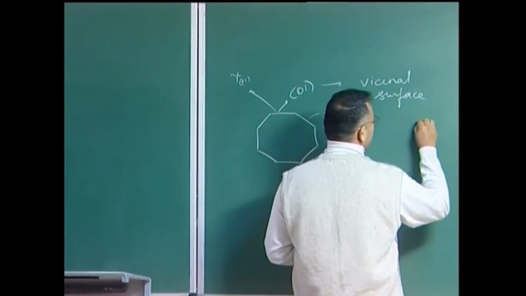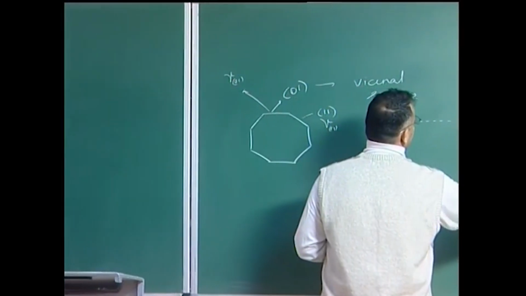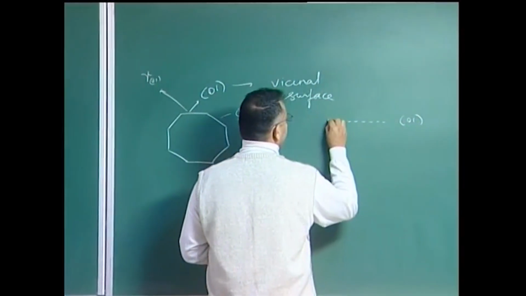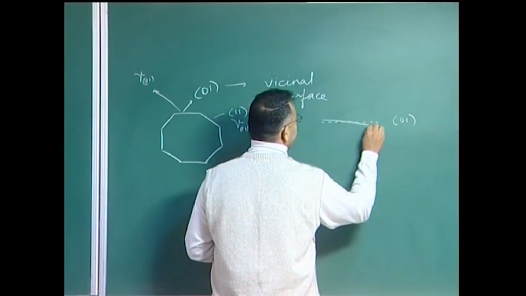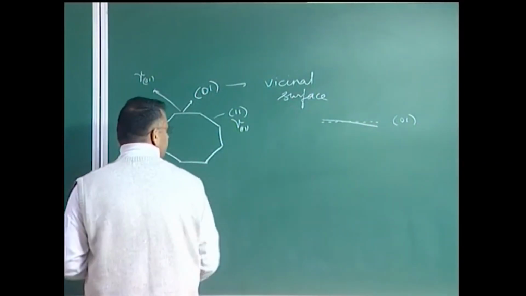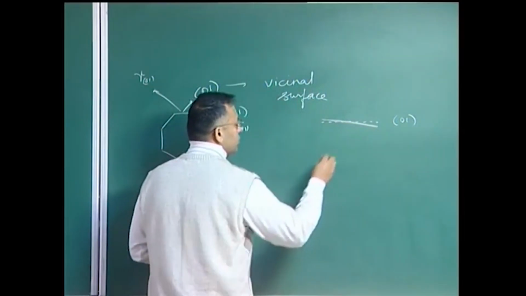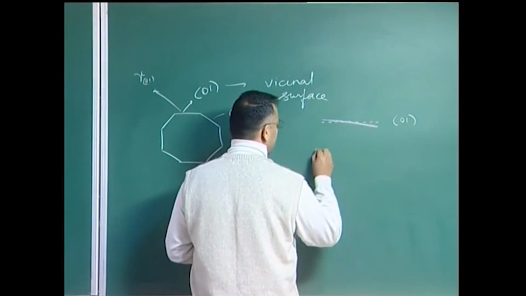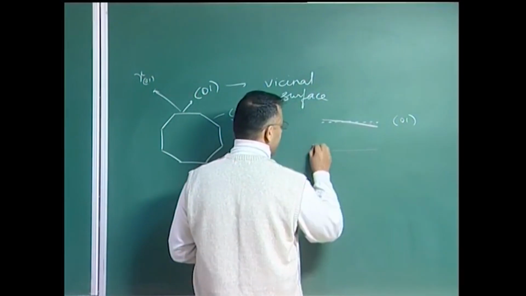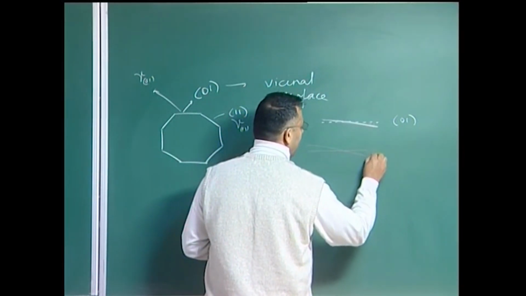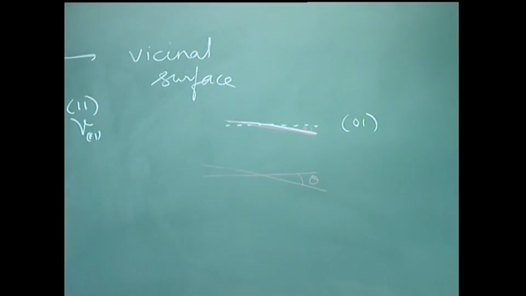Now, suppose this is my 01 surface, I could visualize a surface which is inclined to this 01 surface at a small angle. So, I am considering an angle which is small. So, let me redraw this. So, this is my 01 surface, and I am talking about a small angle with respect to this 01 surface, which I call a vicinal surface.